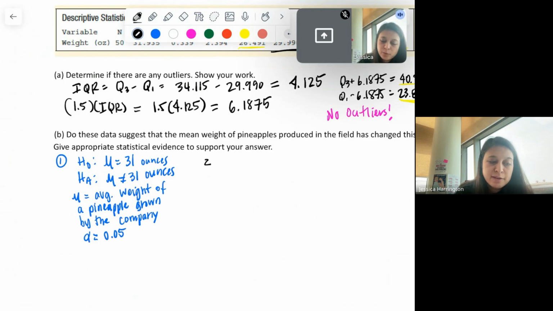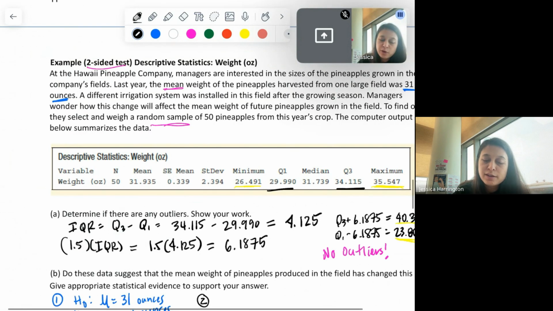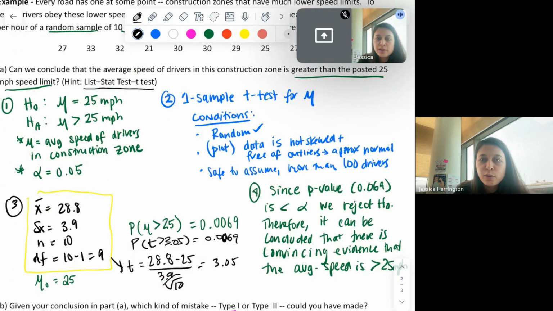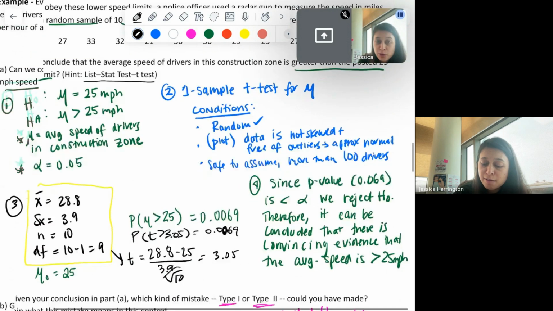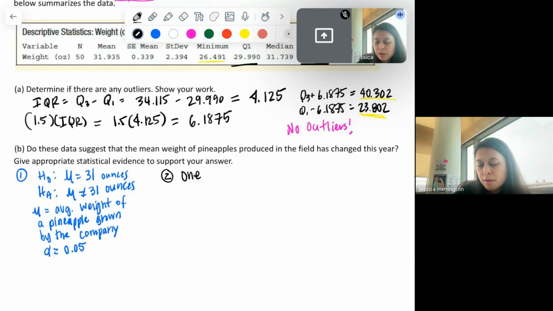Well, we need to name our test and check our conditions, right? So what are we doing? We are doing a 2-sided test. So remember up here, we wrote we are doing a 1 sample t-test for mu. We're doing the same thing, but it's going to be 2-sided, right? So 1 sample t-test for mu, but we know it's 2-sided.